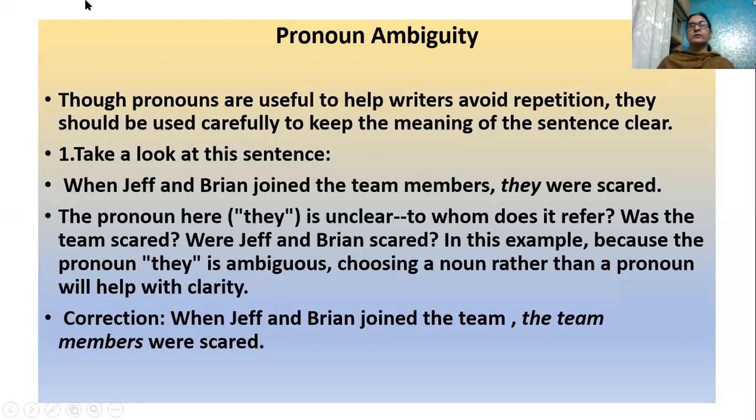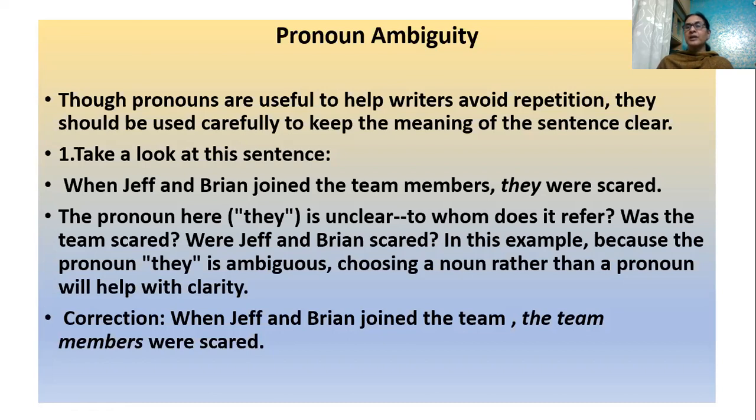So previously in those two examples, though pronouns are useful to help writers avoid repetition, they should be used carefully to keep the meaning of the sentence clear. Take a look at the sentence here. When Jeff and Brian joined the team members, they were scared. The statement is not very clear. Whether the team is scared or Jeff and Brian are scared is not clear.